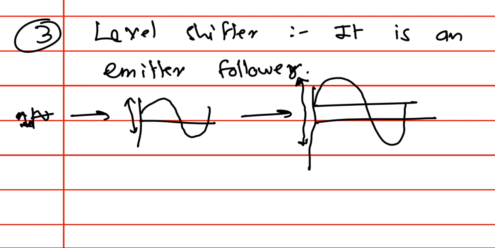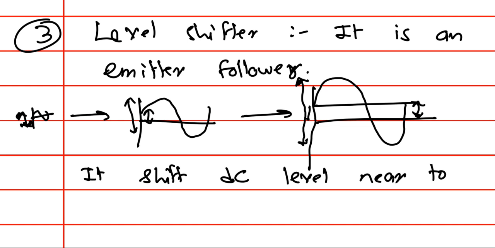But along with the AC signal, some DC level is also added to the signal. This DC level also gets amplified. So what this level shifter is doing, it shifts the DC level near to 0 volt. This level shifter will bring back the DC level to 0 volt. Otherwise you would have to use a coupling capacitor. So to avoid the use of coupling capacitor, we are using level shifter. And what is the level shifter circuit? It is an emitter follower.